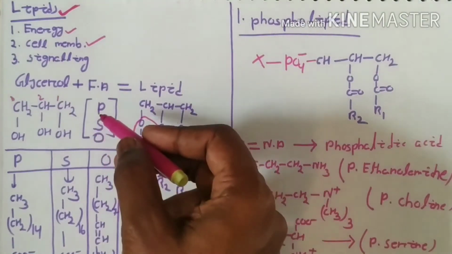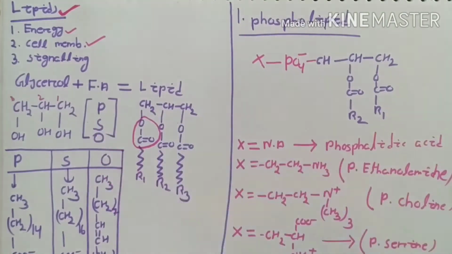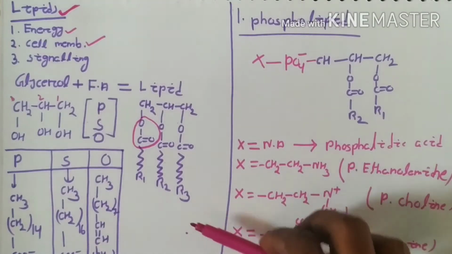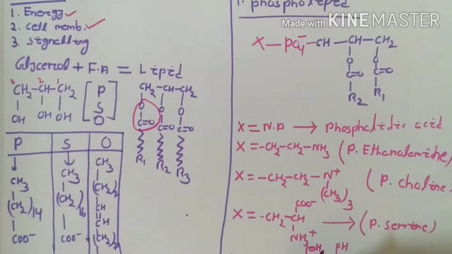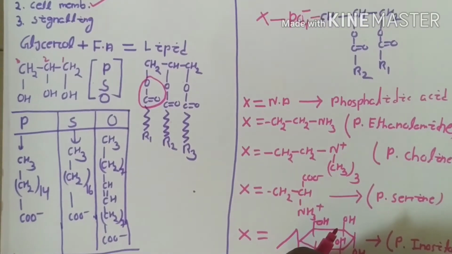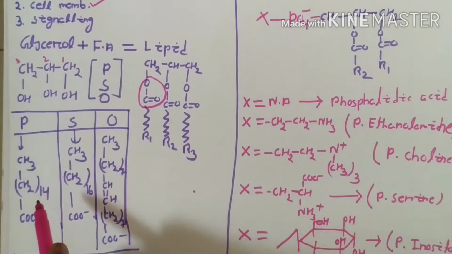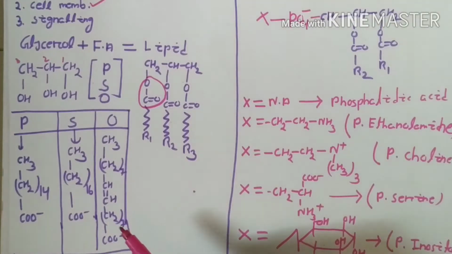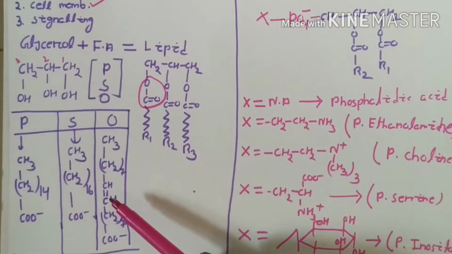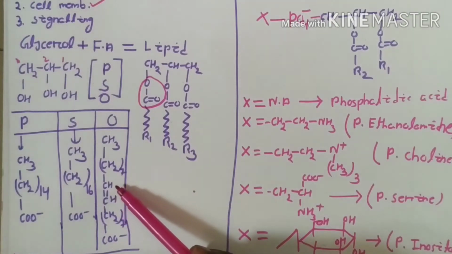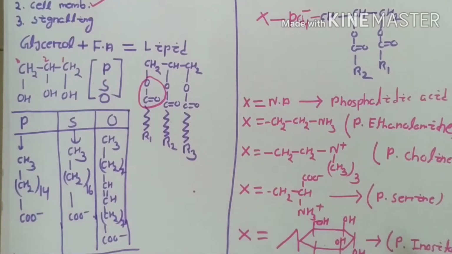These fatty acids are palmitate, stearate and oleate. These are the structures of palmitate, stearate and oleate. The palmitate is a saturated 16 carbon fatty acid. The stearate is an 18 carbon saturated fatty acid, but the oleate is an 18 carbon unsaturated fatty acid having a double bond between the 9th and 10th carbon atom.